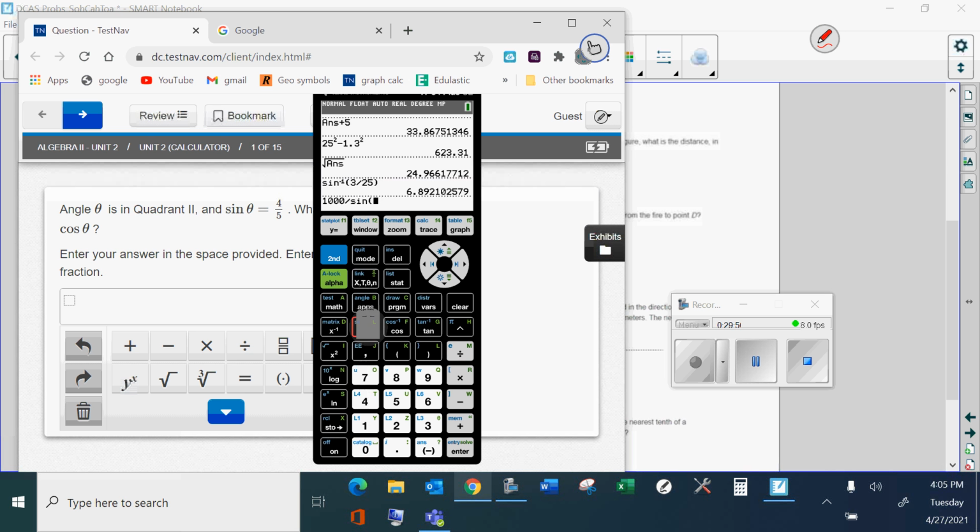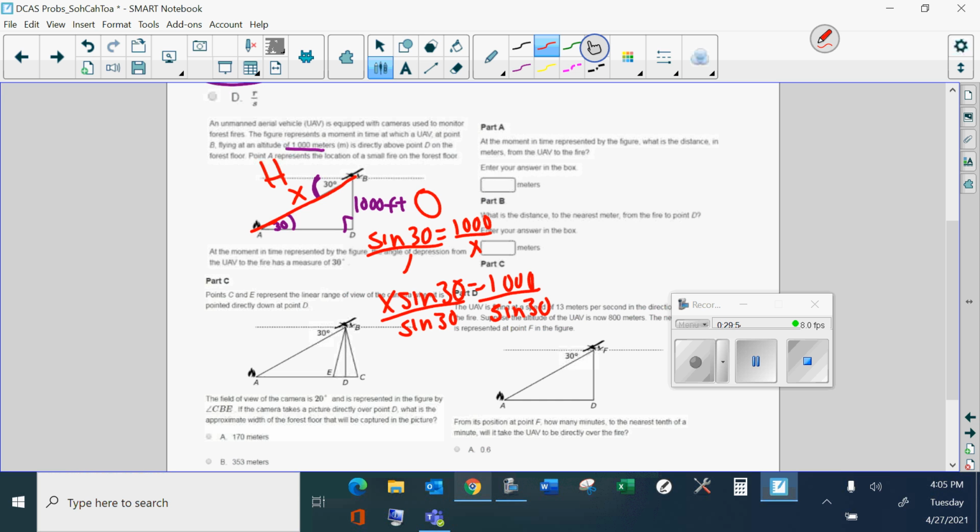1,000 divided by sine 30. 2,000 meters right there. What's the distance to the nearest meter from the fire to point D? Now they want that distance.